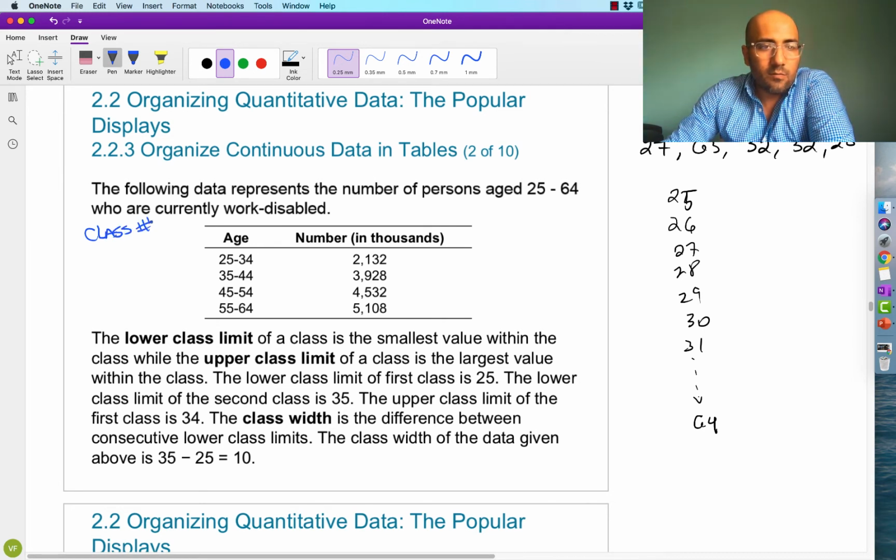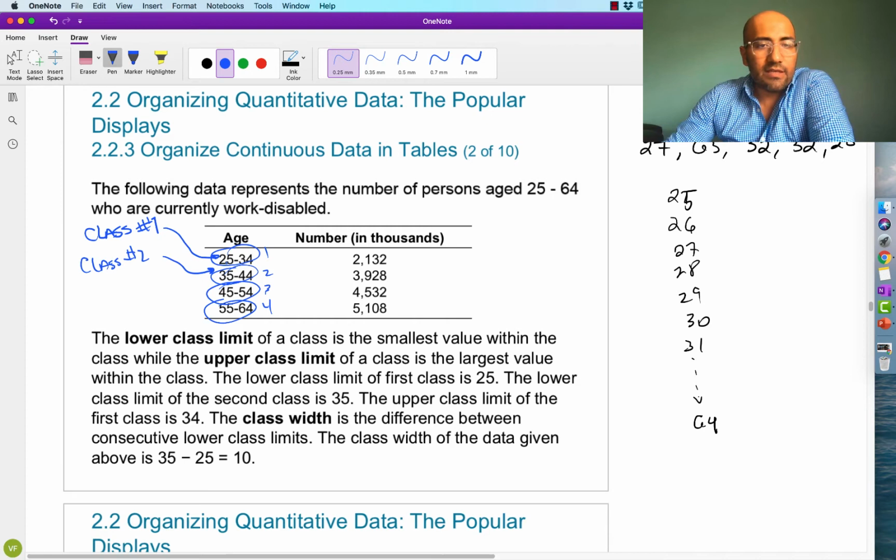Class number 1 is that one. Class number 2 is that one, right? So that thing is the class. Class, class, class. In this example, there are 1, 2, 3, 4 different classes.